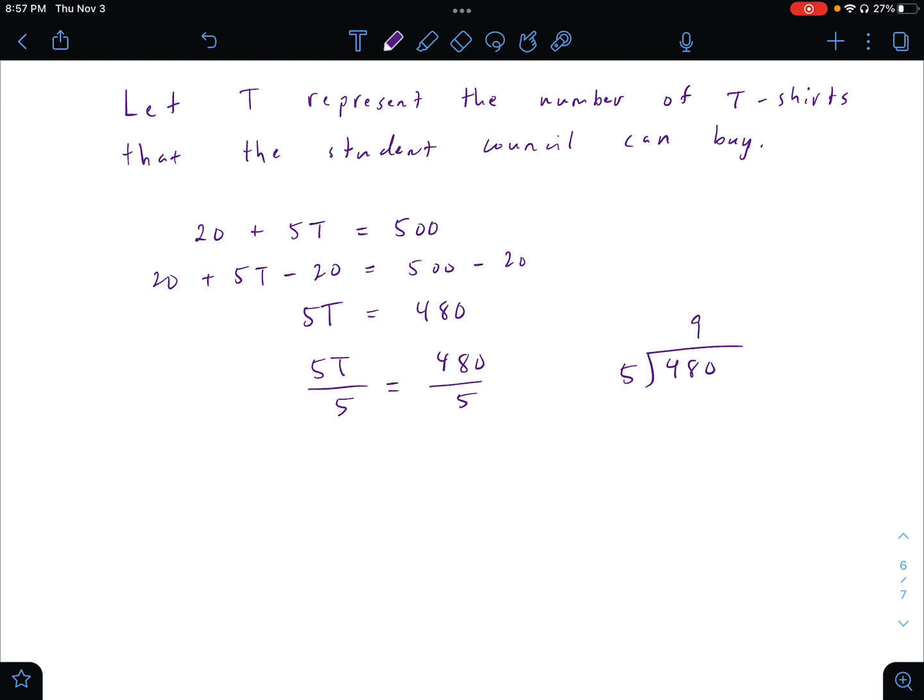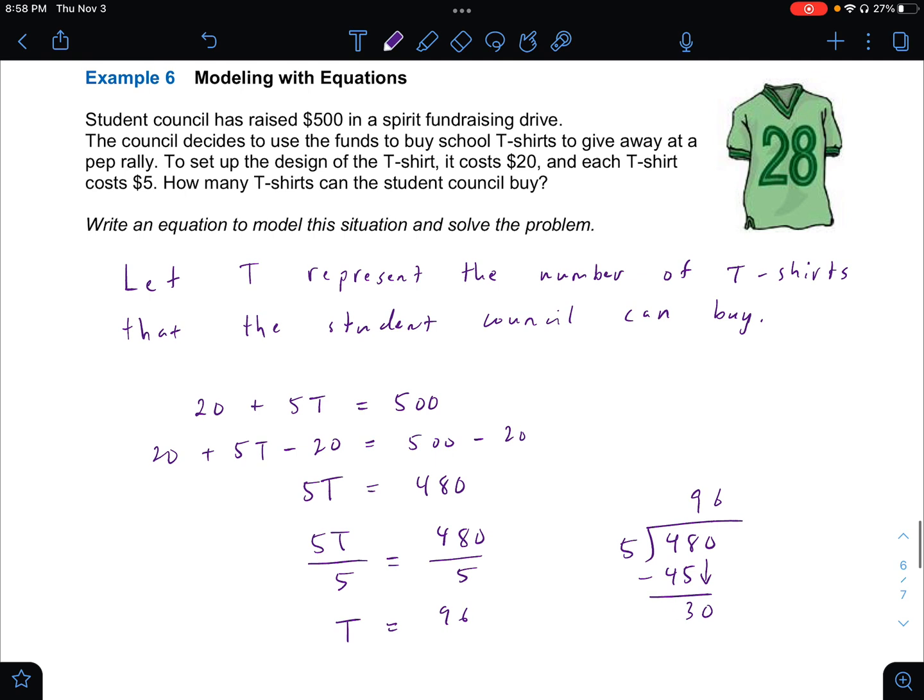Okay, so now 9 times 5, 45. We now subtract. 48 minus 45 is 3. We bring down the 0. How many times now does 5 go into 30? 5 goes into 30 6 times. So that means that t is equal to 96 t-shirts.